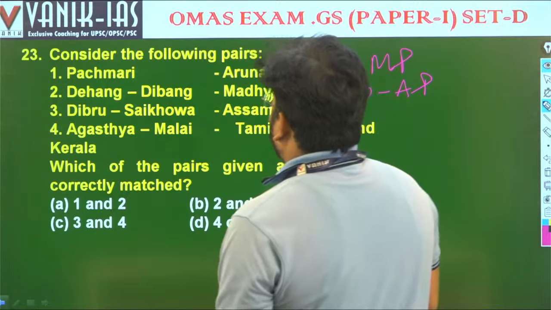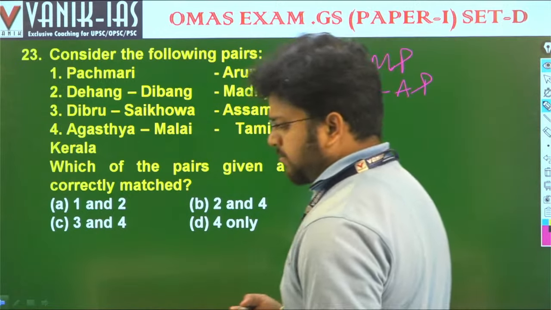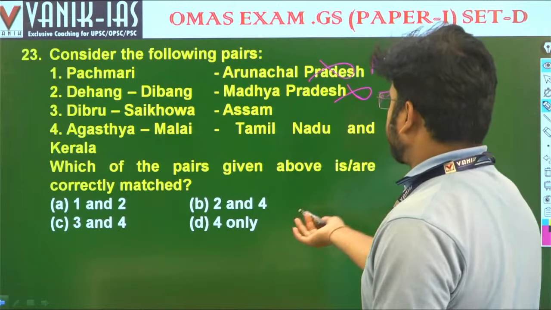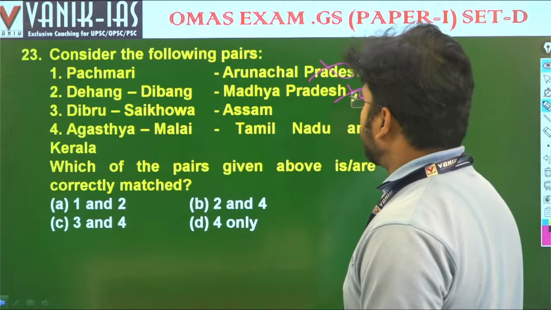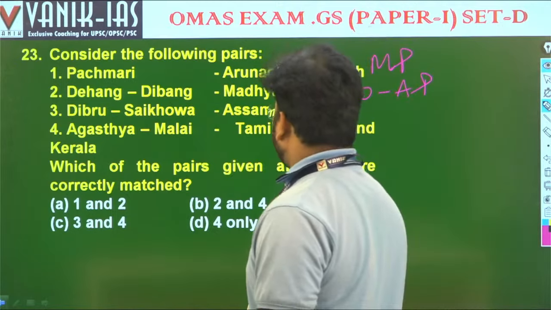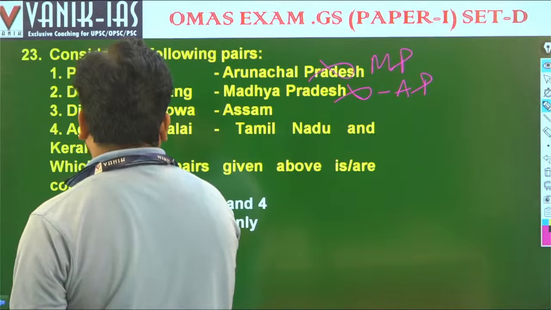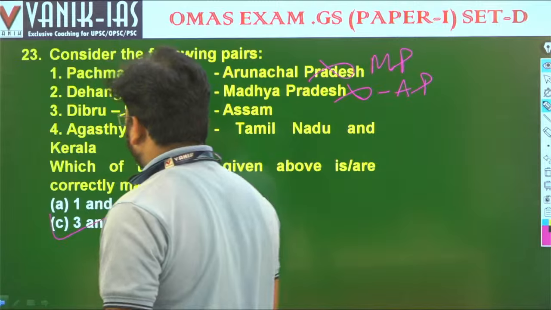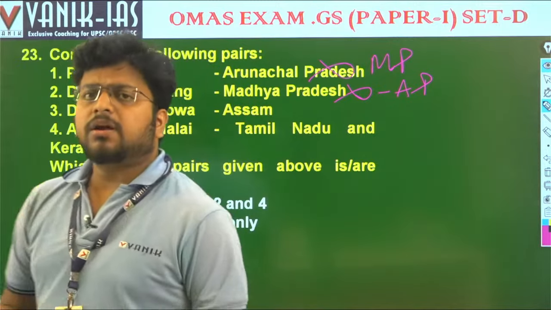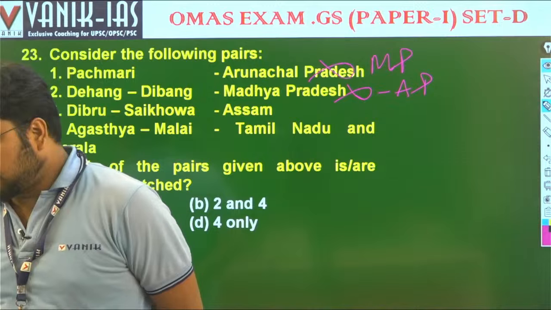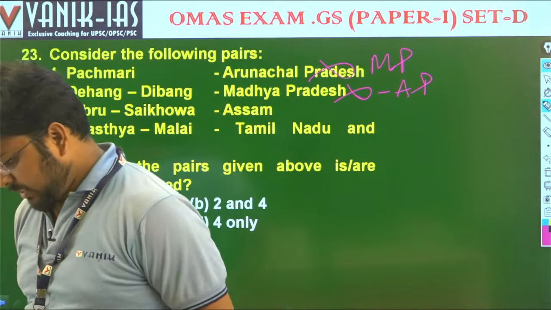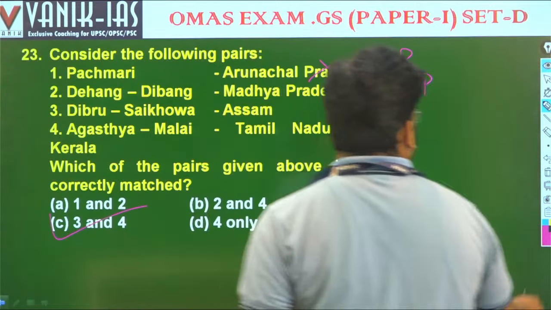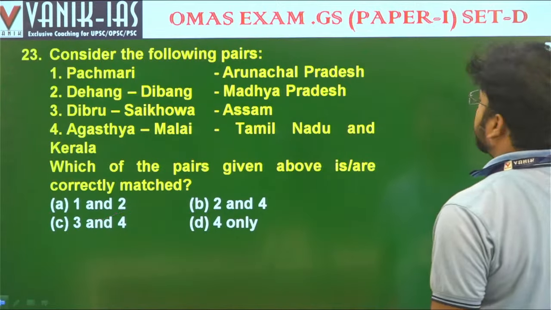Dibru Saikhowa in Assam, Agasthyamalai in Tamil Nadu and Kerala. Which of the following statements are correct? One and two are wrong. So here it is either 3 and 4, or 4. Agasthyamalai, Mundanthurai, Kalakad Mundanthurai, they are all in Tamil Nadu. So 3 and 4 are the right answer. Sathyamangalam is also in Tamil Nadu.